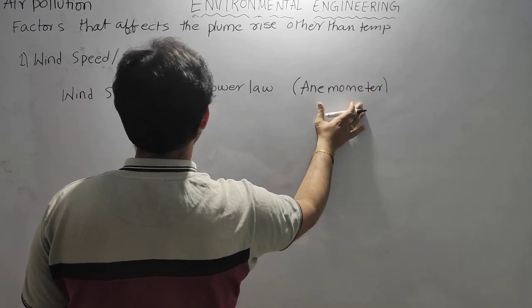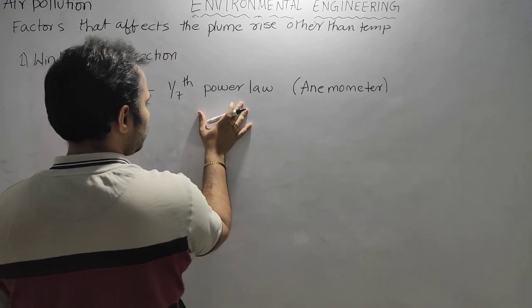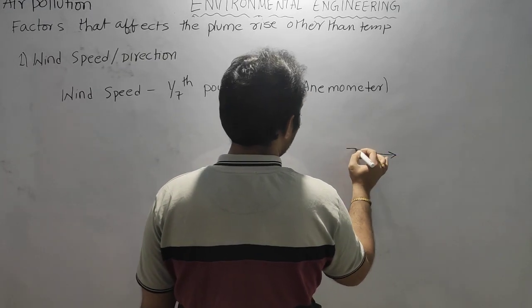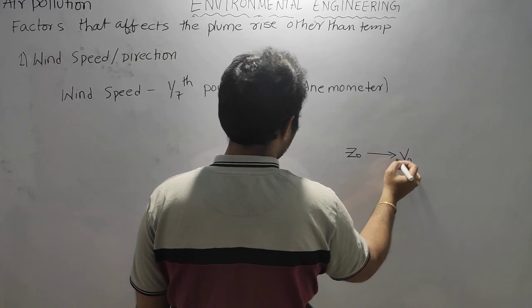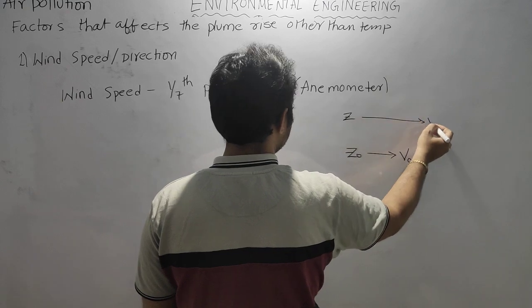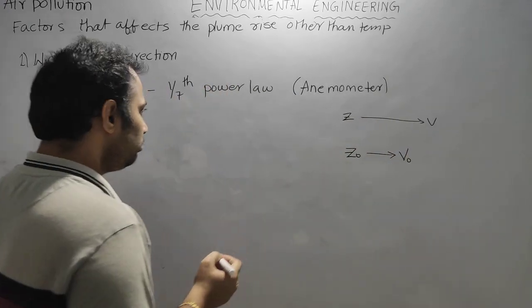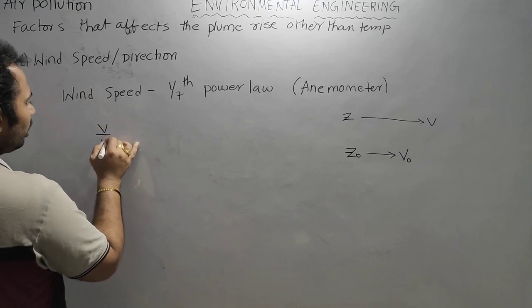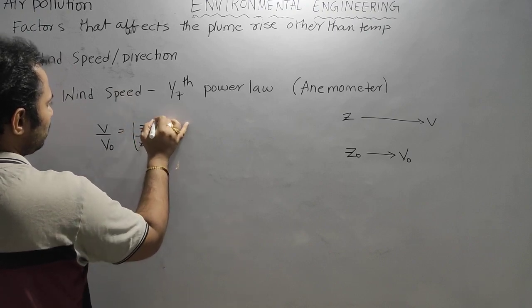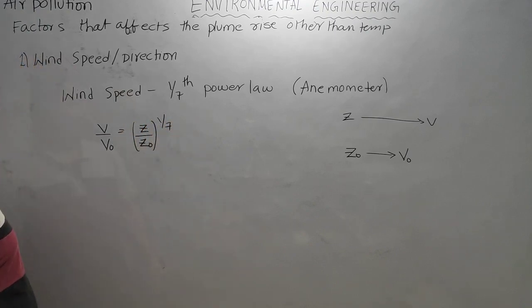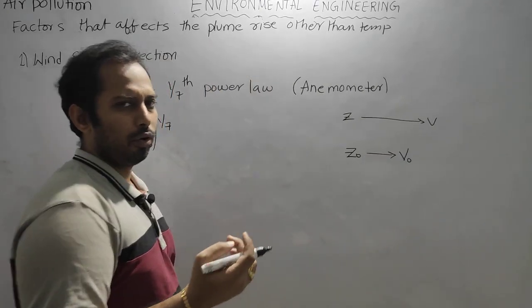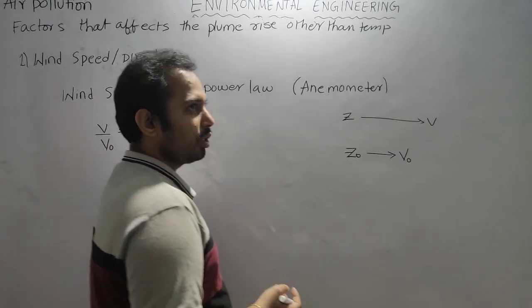This is the equipment we use to find the wind speed. Once we find the wind speed V0 at some level Z0, then to find the wind speed V at some level Z, V by V0 is equal to Z by Z0 whole to the power of 1/7. Generally the wind speed at the surface of the earth is taken as 0. It is like a boundary layer, so wind is also a fluid medium.